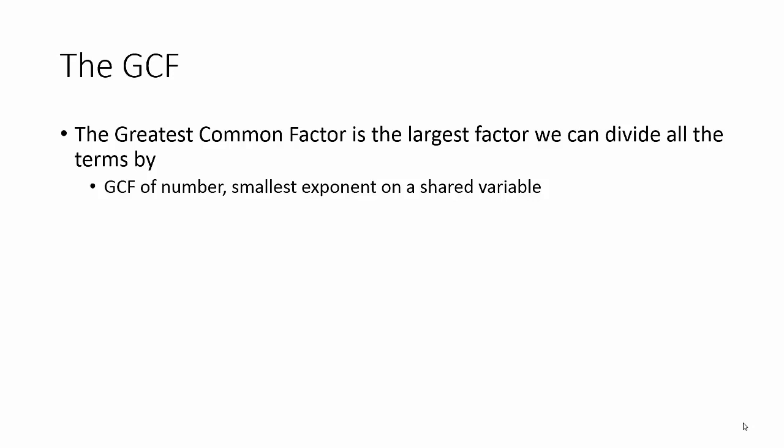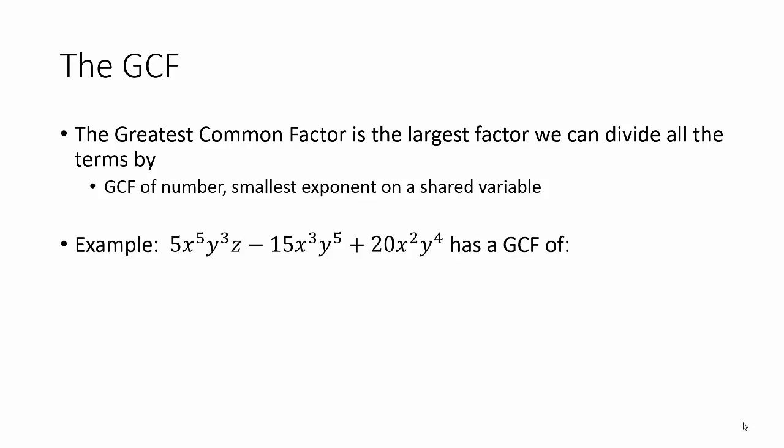The best way to think of it is finding the GCF of the number and the smallest exponents on all shared variables. So for example, if we have 5x to the 5th, y to the 3rd, z, minus 15x cubed, y to the 5th, plus 20x squared, y to the 4th. If I look just at the numbers 5, 15, and 20, the biggest thing I can divide them all by is 5.